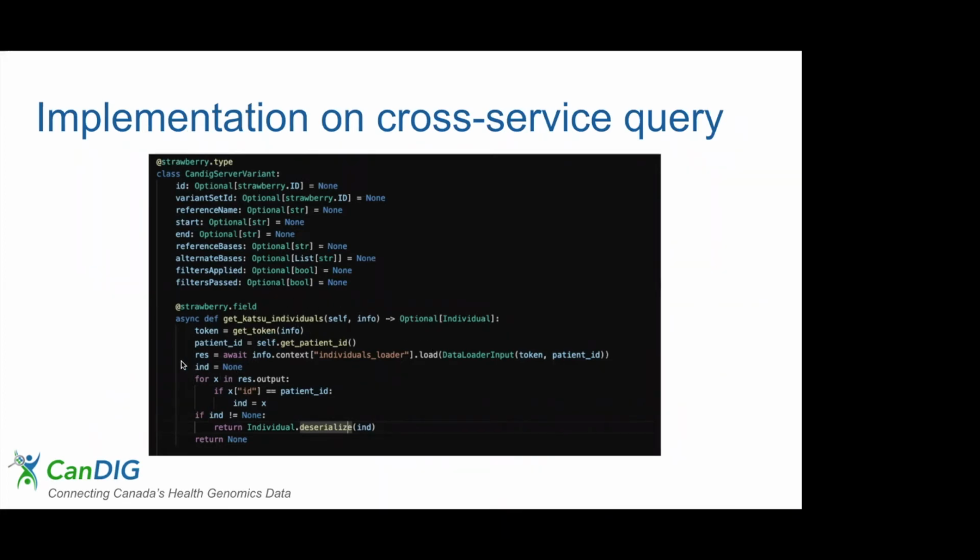We first load the individuals from the data loader. Then we can see if the Katsu individual ID is the same as CanDIG server's patient ID. Then we deserialize the individuals from the data loader's result. Then the GraphQL will return the result.